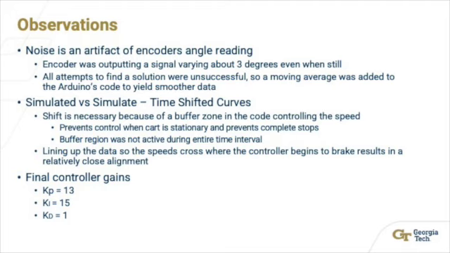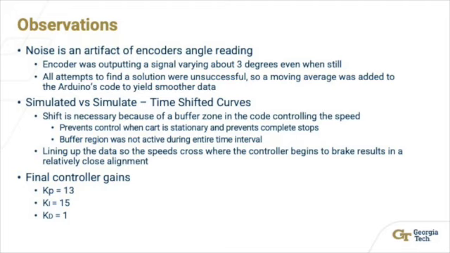Looking at the resulting plots of the trials, we can tell that noise is an artifact of the encoder's angle reading. The encoder was outputting a signal varying about 3 degrees even when still. All attempts to find a solution were unsuccessful, so a moving average was added to the Arduino's code to yield smoother data. You will also notice that there are simulated versus simulated time-shifted curves on the plots.